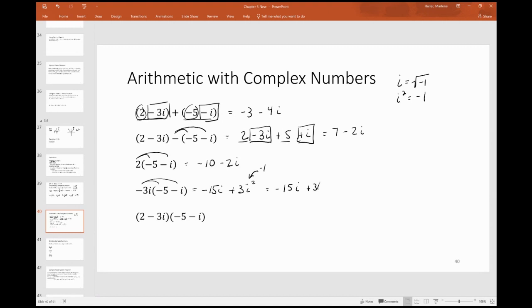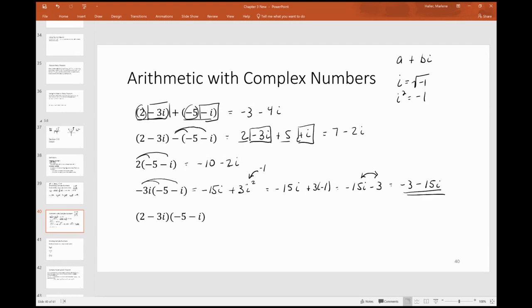So when I make that substitution, then I'll have -15i plus 3 times -1. Well, of course, that's -15i minus 3. Now, is this done, though? Is that in proper form yet? No, it is not. The proper form for a complex number is a plus bi. The imaginary part has to come second. So my last step here is to put this in proper form and write it as -3 minus 15i.